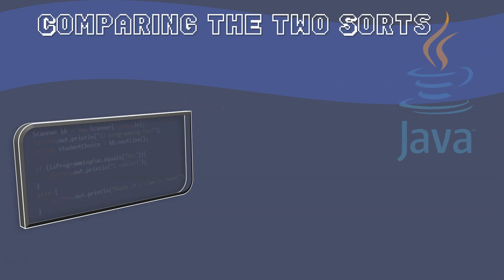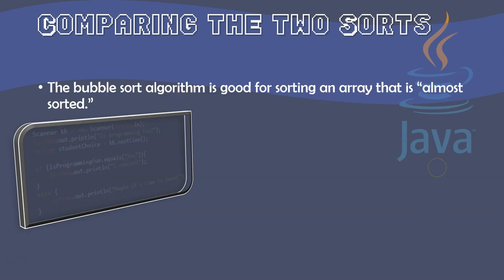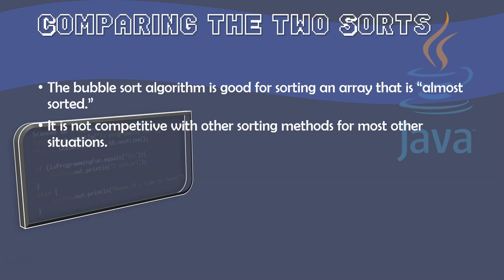Now, ultimately, we need to look at how we compare these two sorts. Well, the bubble sort algorithm is really good for sorting an array that is almost sorted. So if you are, let's say, 90% sorted, the bubble sort is going to do really well. However, it's not really competitive with other sorting methods for most other situations. The more complex the sorting you have to do, the worse your bubble sort is going to be.